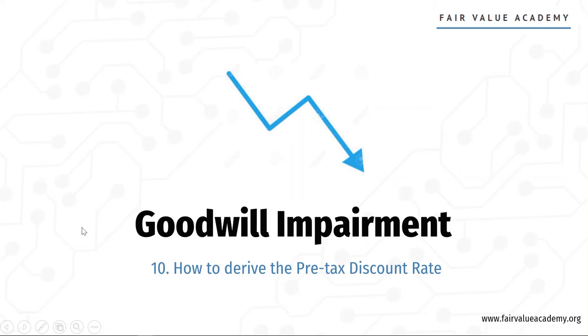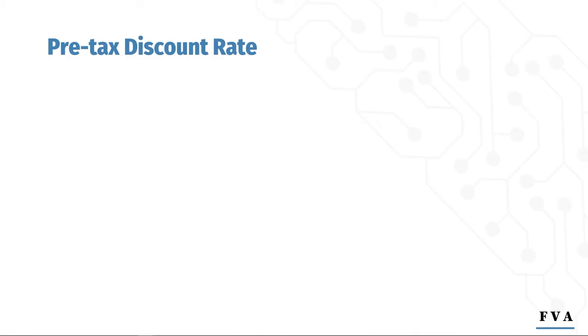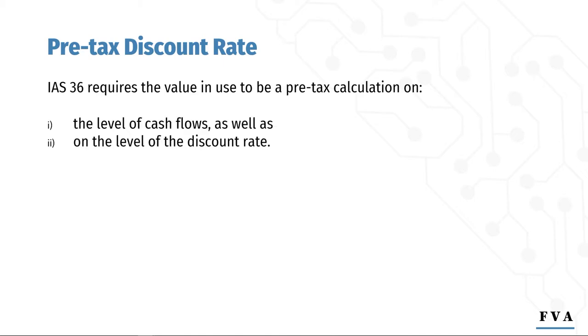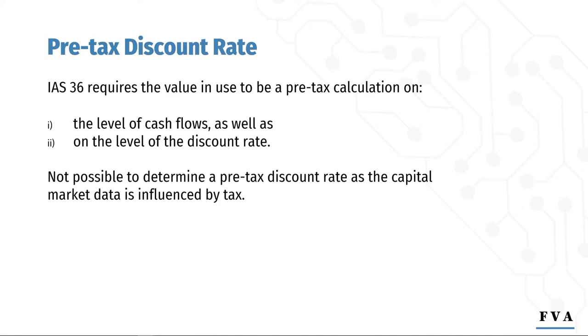In this session, we will show you how to derive the pre-tax discount rate. IAS 36 requires the value in use to be a pre-tax calculation on the level of cash flows as well as the level of discount rate. However, in practice, it's not possible to determine a pre-tax discount rate, as the capital market data that goes into your typical WACC calculation is on an after-tax basis.